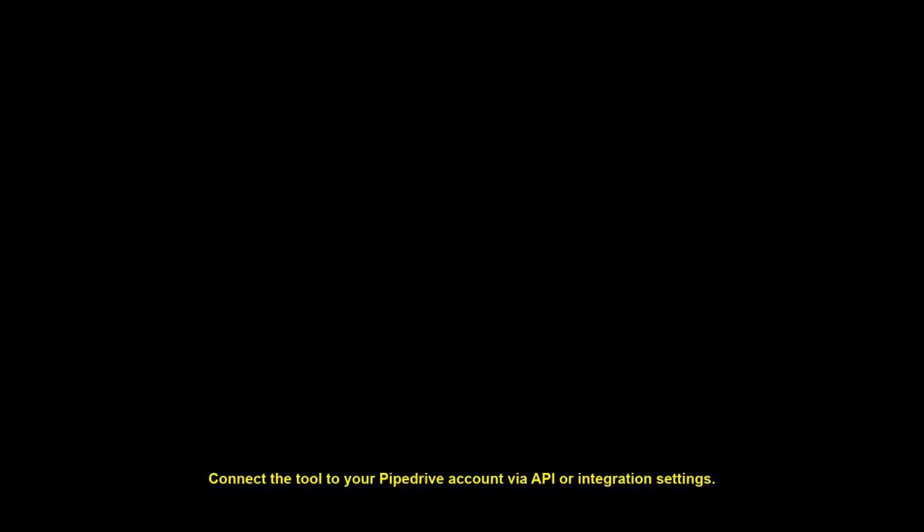Connect the tool to your Pipedrive account via API or integration settings. Select the restored pipeline as your data source for the sales dashboard. Customize your dashboard by selecting the specific metrics and data visualizations you want to include.